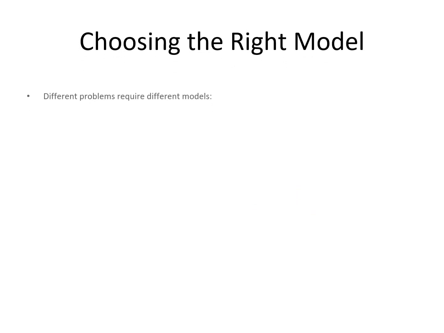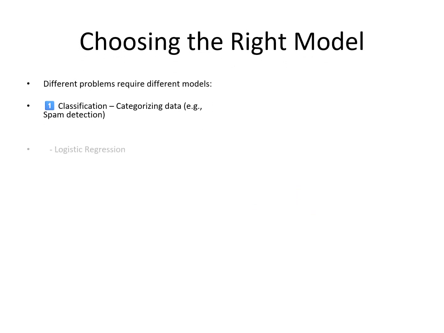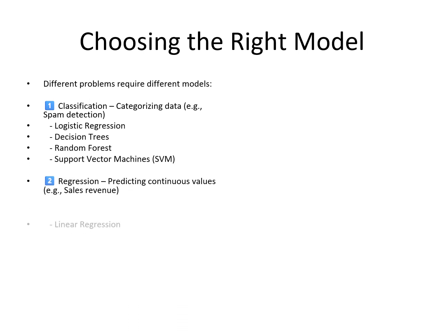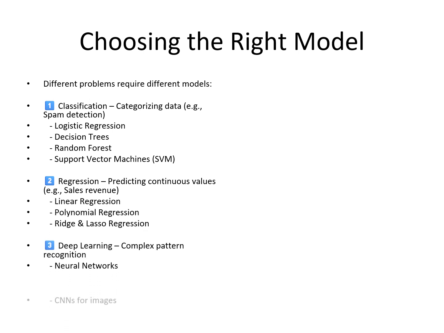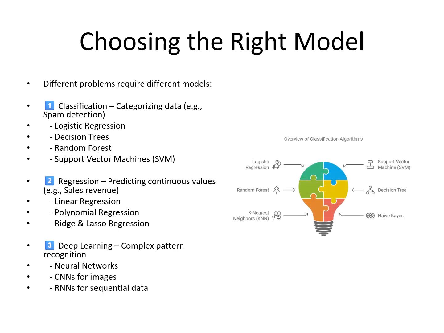We see the different models, but not all models are the same. Different problems require different approaches. Let's break it down. First is the classification model. When we need to categorize data, we use a classification model. For example, predicting if an email is spam or not. In this case, we use machine learning models like logistic regression, decision tree, random forest, and SVM, support vector machines.